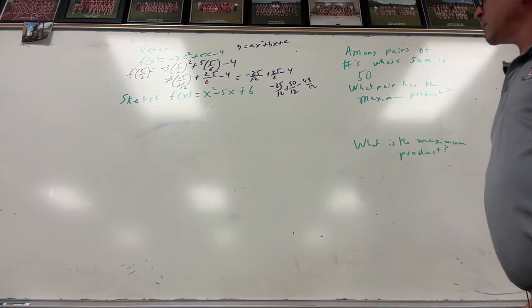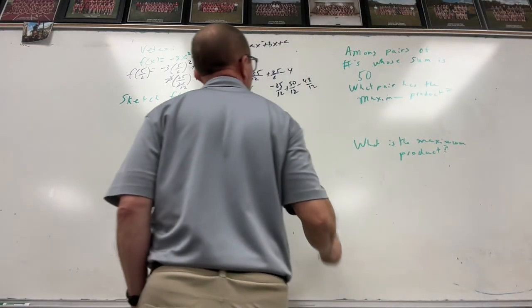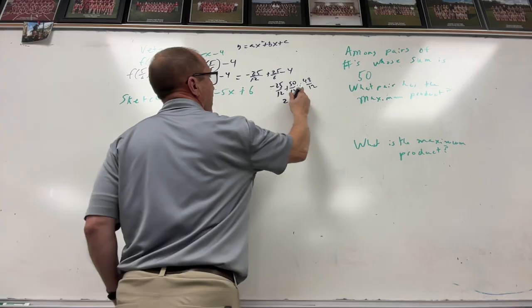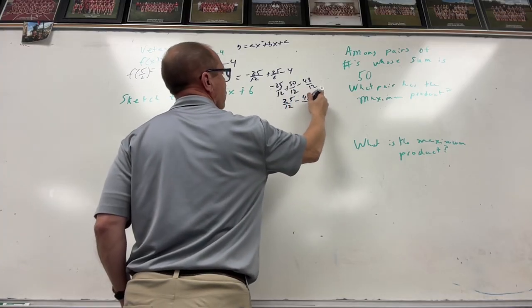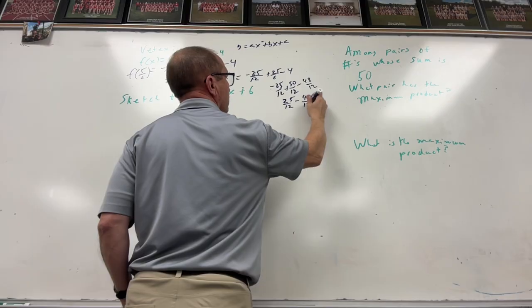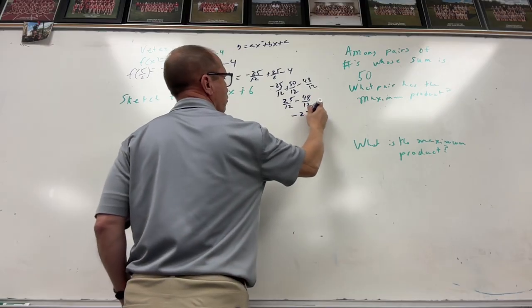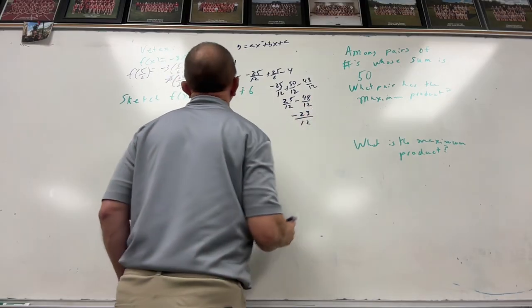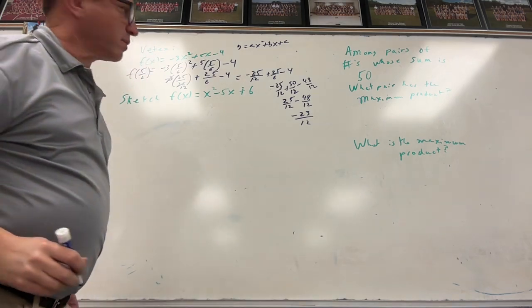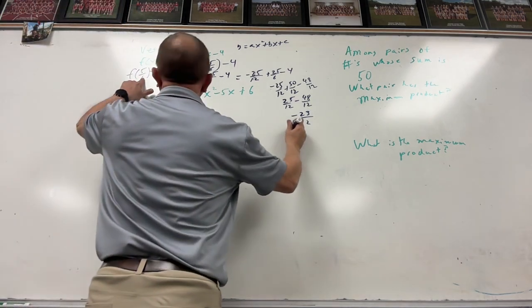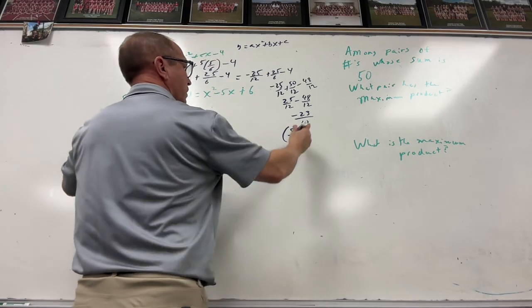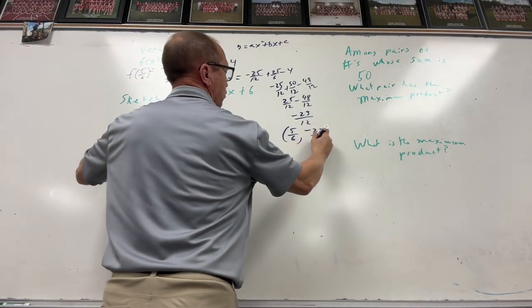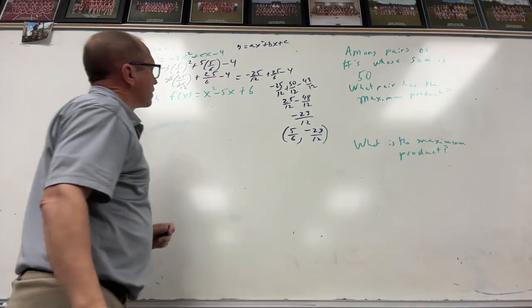All right, so from here, we get 25 over 12 minus 48 over 12, which becomes negative 23 over 12. So that is the y-coordinate of the vertex. So the point of my vertex is 5/6 as the x-coordinate, negative 23/12 as the y-coordinate.